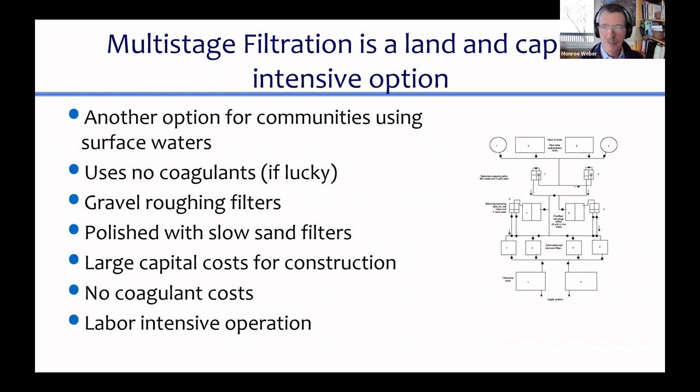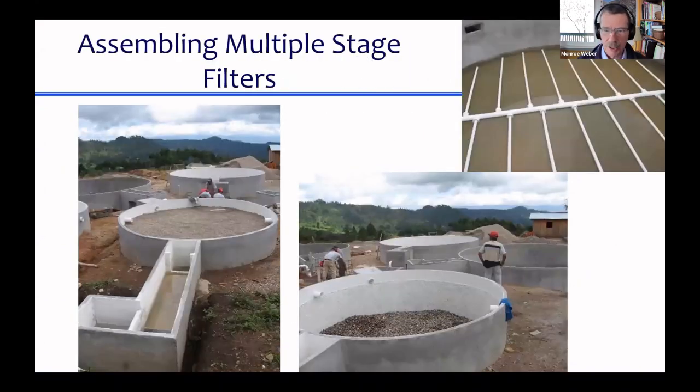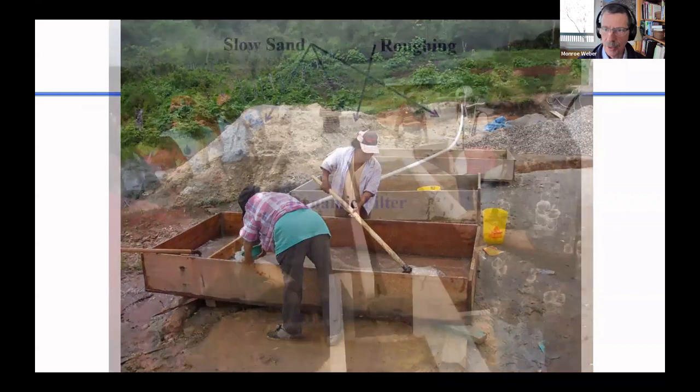These end up being very expensive plants. Remember, the slow sand filter is already slow and hence big, and the additional processes that they add are also big, and they also have maintenance issues. So we're not going to go into details on this.